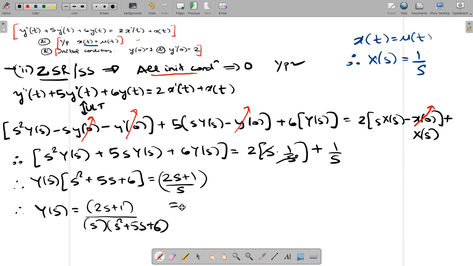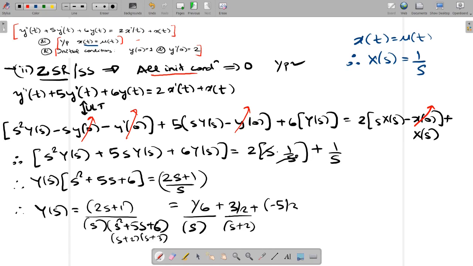Okay, so take partial fractions. S squared plus 5s plus 6 is s plus 2 times s plus 3. Take partial fractions, you will get at the end 1 by 6 s plus 3 by 2 s plus 2 minus 5 by 3 s plus 3. Please do it.